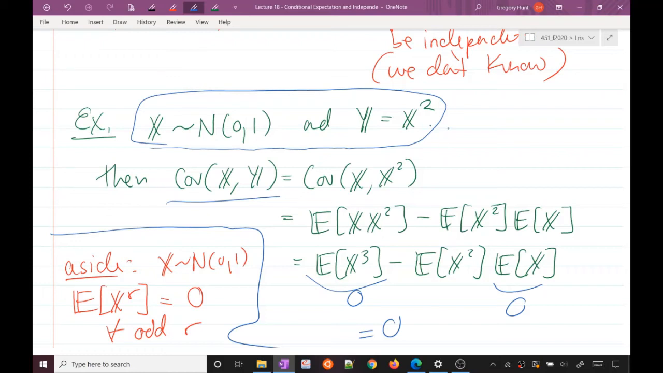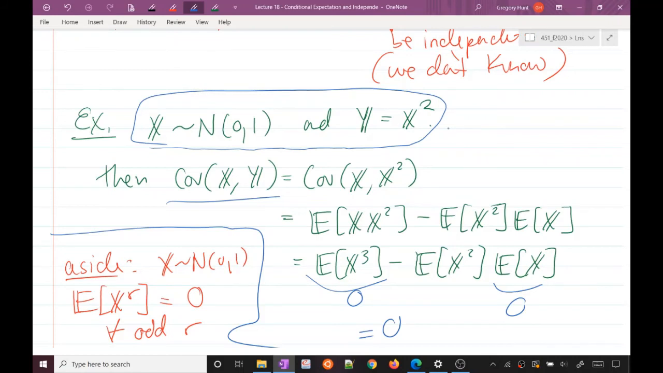But the correlation is 0, and the covariance is 0. They're not linearly related, they're quadratically related. So the limitation on correlation is that it only determines if there's a linear relationship between things. It's not going to tell you if there's some more complicated, say, quadratic relation. Okay.